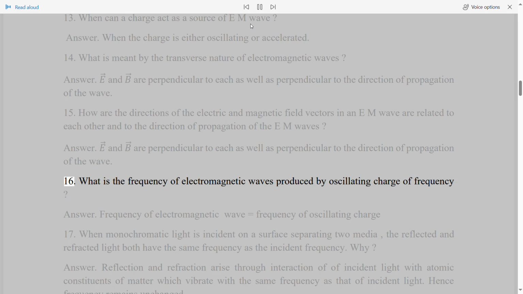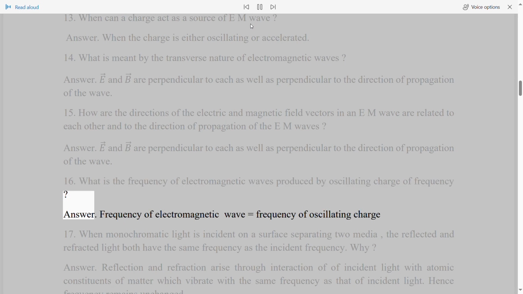16. What is the frequency of electromagnetic waves produced by oscillating charge of frequency? Answer. Frequency of electromagnetic wave is equal to frequency of oscillating charge.